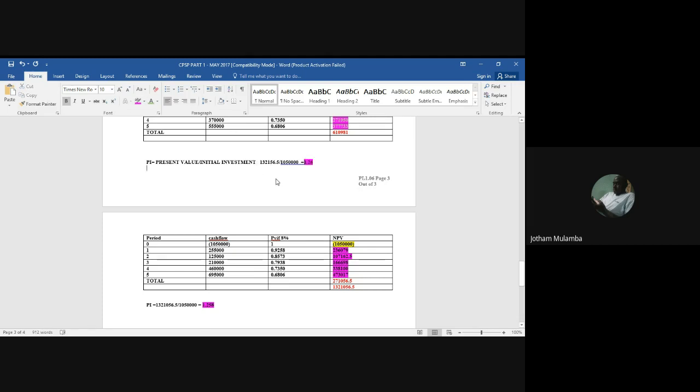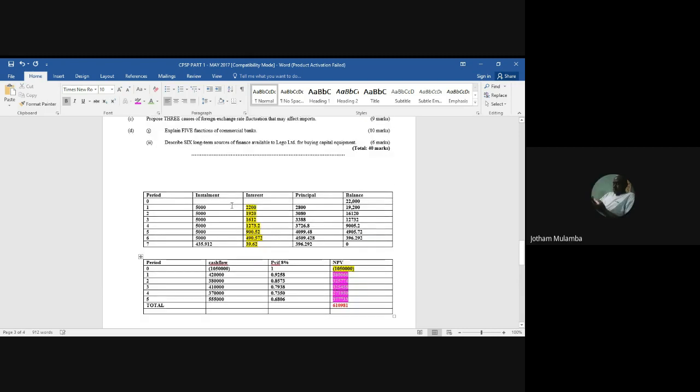Anybody who is giving us the advice? It's project Y. Why? Because it has a higher. No, project X has the higher. How much is that? 1.26. And this other one is 1.258. Oh, then it's supposed to be X. Yeah, so we'll advise management to invest in project X because it has the higher profitability index.